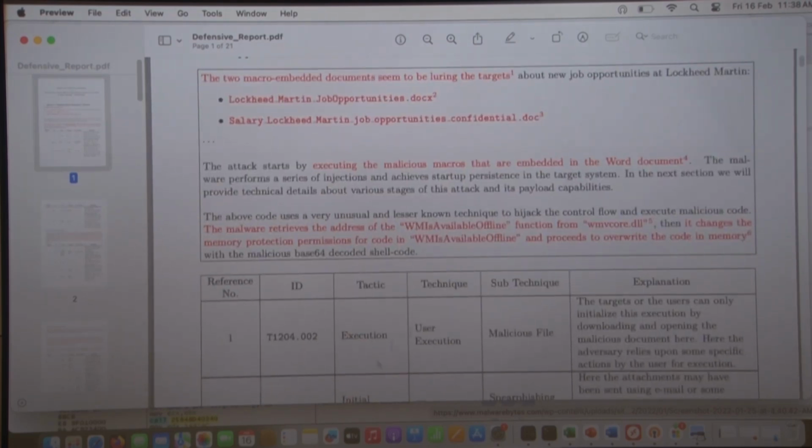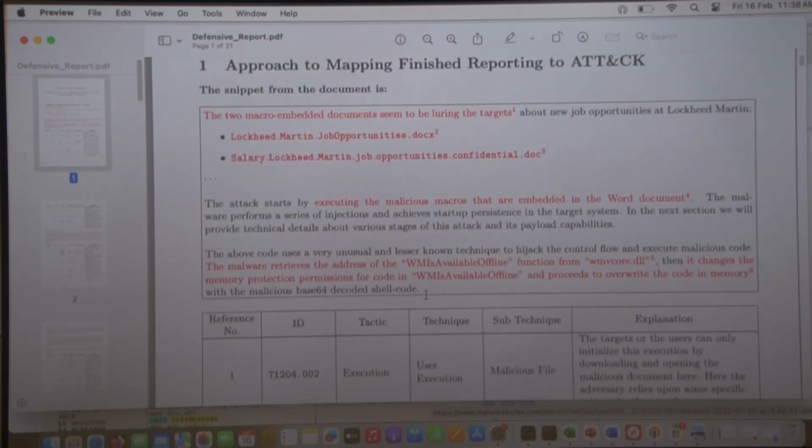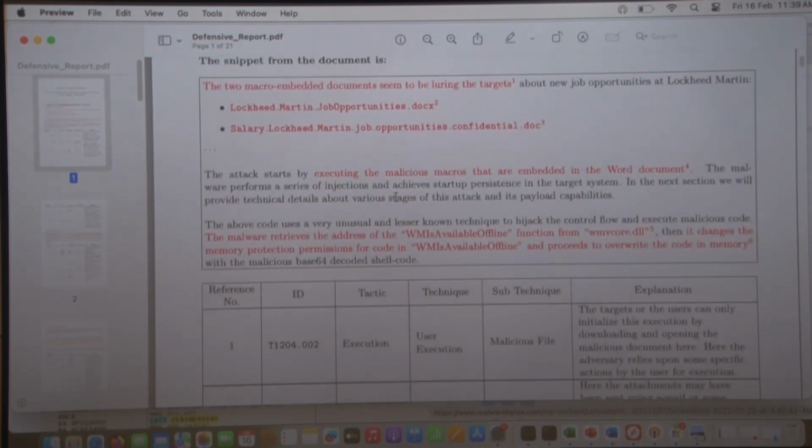Once we have a TTP, we can see how this TTP was executed, and then we can make a defensive recommendation. We will go with one or two. There is one sentence which says that two macro-enabled documents, a document file in docx format, were delivered on the victim machine, named Lockheed Martin, or this salary Lockheed Martin job opportunity. It looks like a job advertisement email.